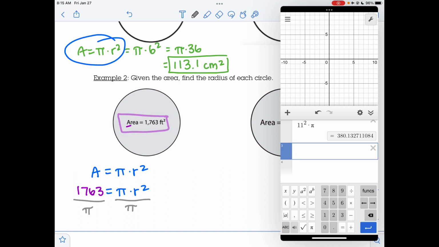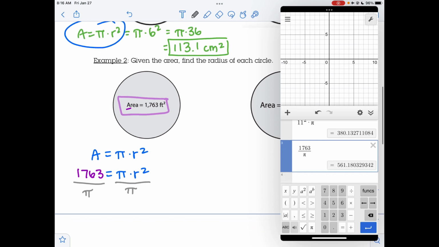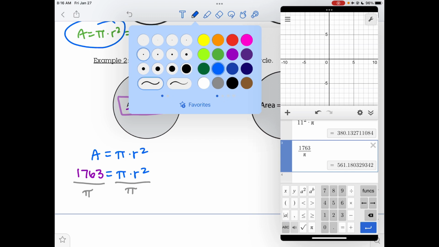Even if your handheld calculator is at school, you should have an iPad, or if you left your iPad at school and you're looking at this on just your parents' computer or something like that, just grab a Google calculator, whatever you need. We'll do 1,763 divided by pi, and we get 561.